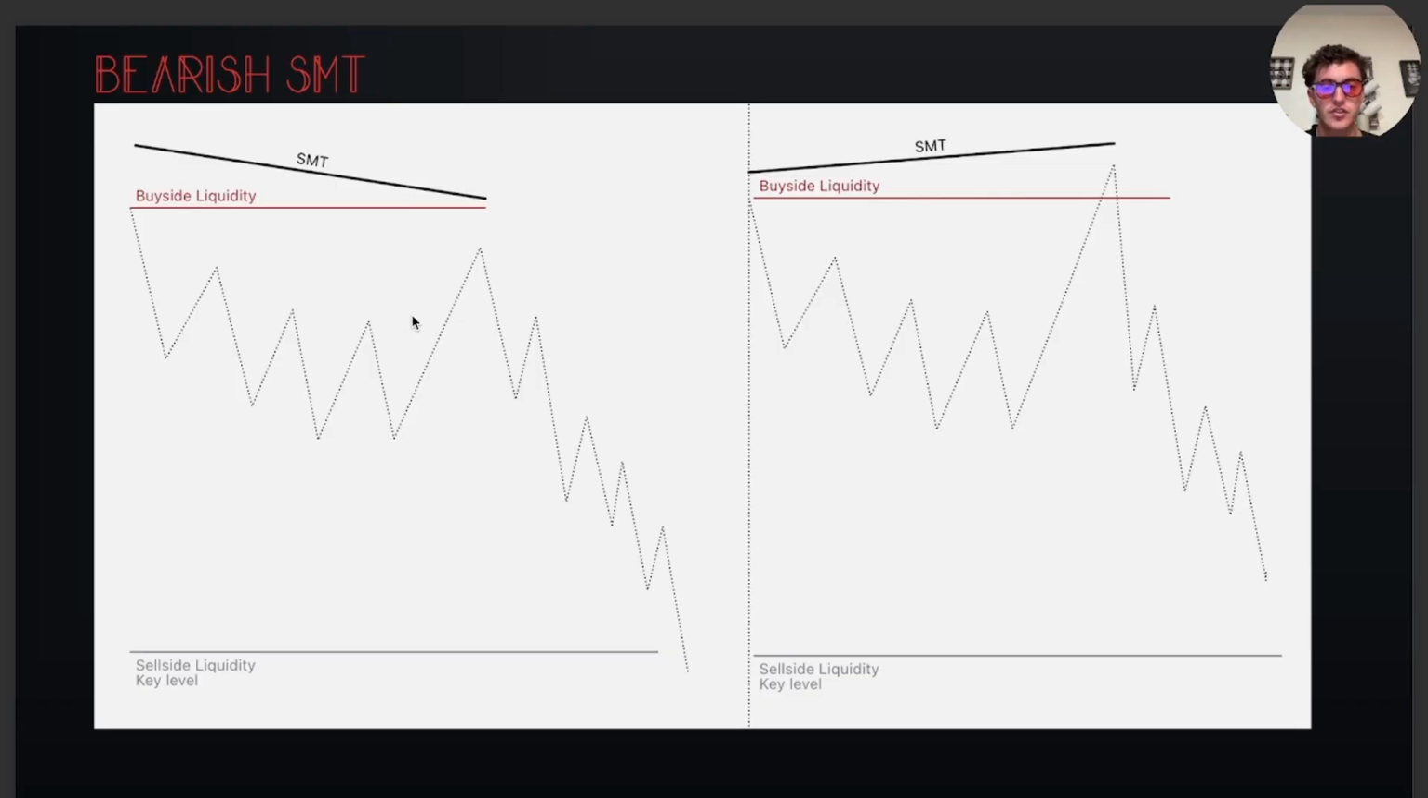That's why SMT divergence is so key, because the run that price is going to provide on the delivery to your target low is going to be much quicker and reach first before the pair that actually has the higher high. So in a bearish market, you want to short the pair that makes a lower high compared to the one that makes a higher high.